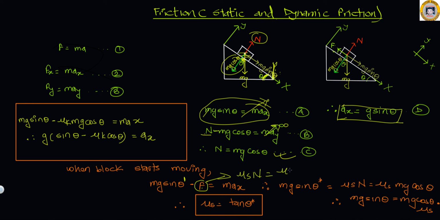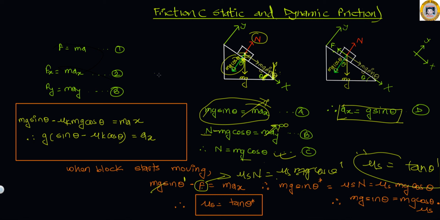My mu s is mu s, but N I got as mg cos theta, so mg sin theta prime must be equal to mu s mg cos theta, which will give me, mg is gone, so mu s equals tan theta, because sin theta prime over cos theta prime would be tan theta prime. This is how we develop the relation for the mu s, which is equal to tan theta prime.